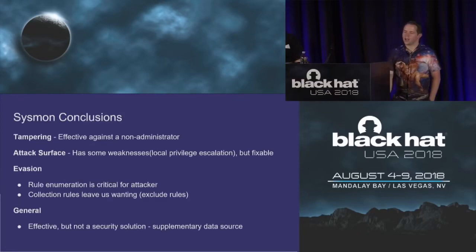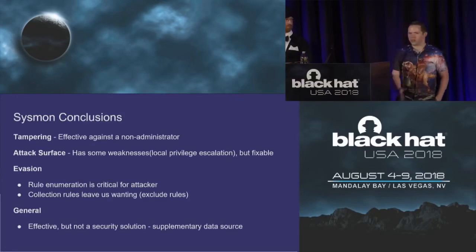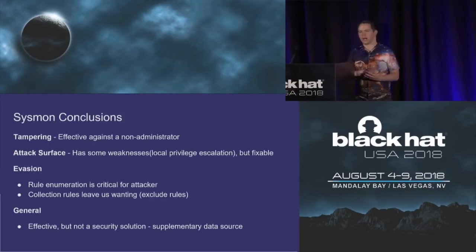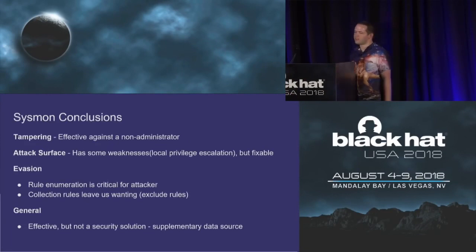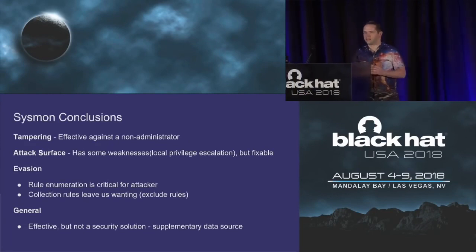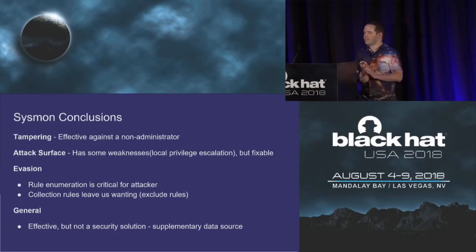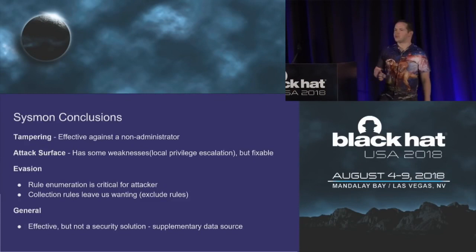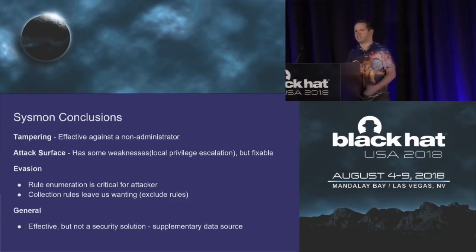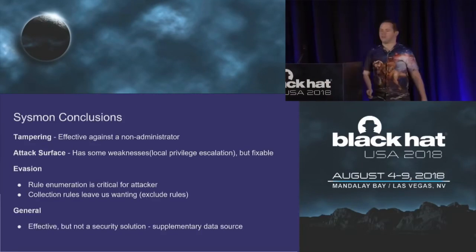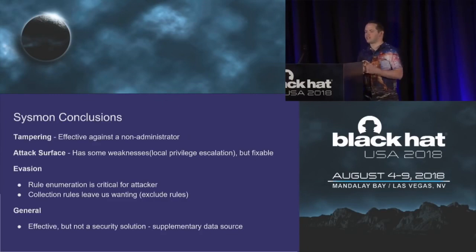In terms of evasion, rule enumeration is critical for an attacker in order to do this. Likewise, an attacker could take advantage of just really loud events that typically aren't analyzed, but analyzing that config file is super important for the attacker. In addition, the collection rules themselves leave us wanting. In specific, the exclude rules, because when there is an exclude rule, it is so easy to build an evasion using that. So if there was some way that we could build better collection rules to allow us to exclude stuff in a more targeted manner.